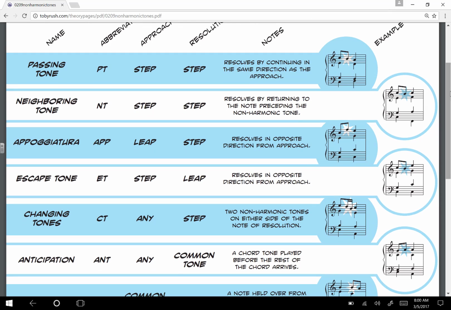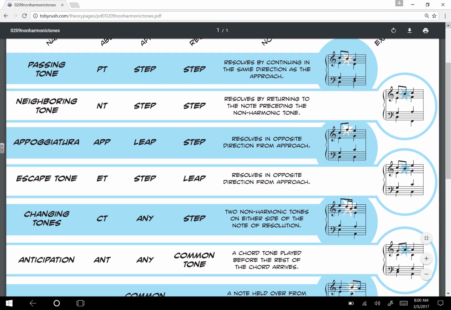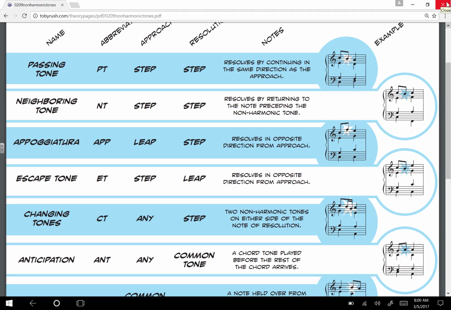Next, we have an anticipation, abbreviated ANT. Anticipation is approached any way and resolved in a common tone. Special notes for the anticipation: anticipation is a chord tone played before the rest of the chord arrives. Remember, the tone gets there early. As in the musical example, the A is going to be the anticipation. It's a preview of what the next chord will sound like.